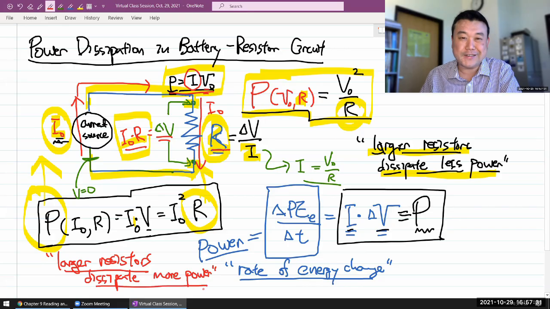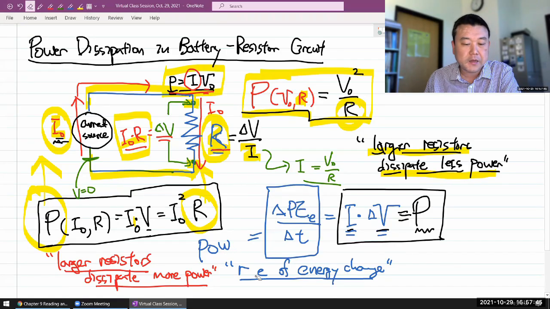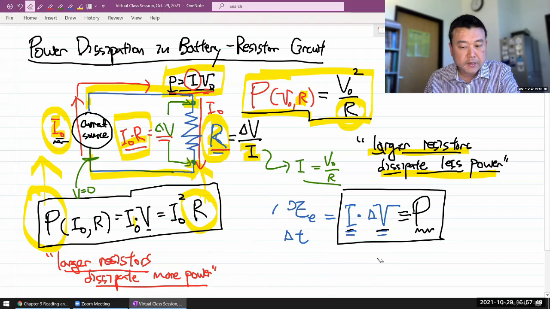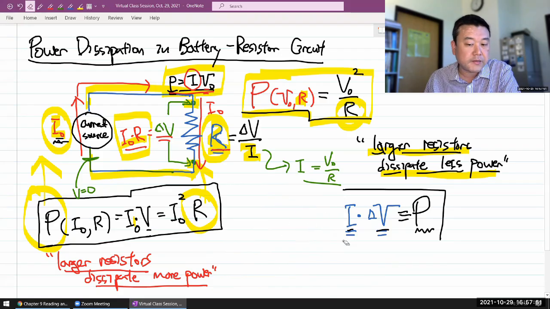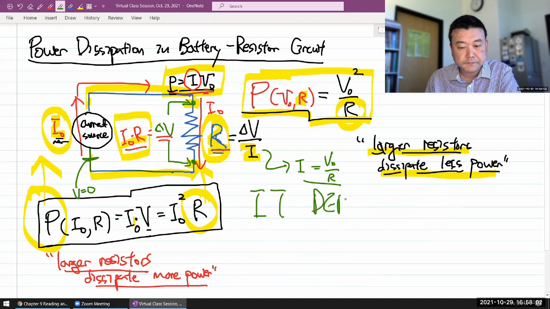So which is it? Does a larger resistor mean more power or less power? And the answer, in which I'm not trying to trick anybody, is it depends. So how the amount of power dissipated depends on how resistance changes. The simple answer there is it depends.